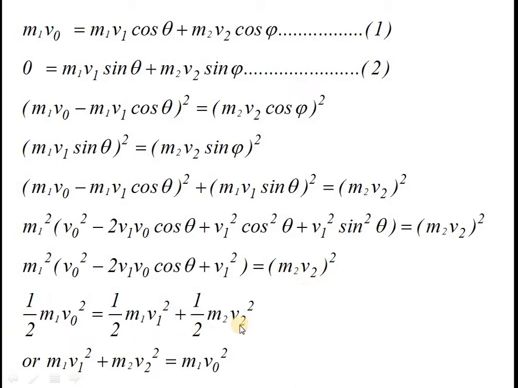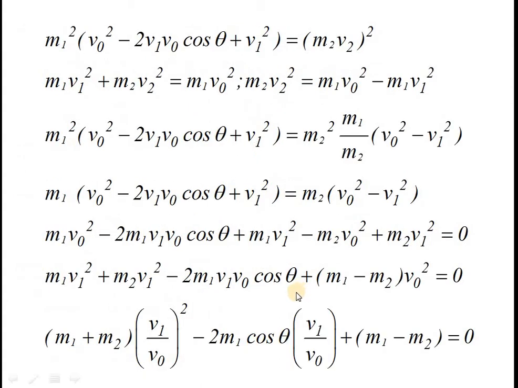And again, you have the kinetic energy principle. We already wrote it at the beginning. Cancelling all the 1 by 2's, you get m1 v1 square plus m2 v2 square equal to m1 v0 square. Okay, so you can make some replacement here because we have m2 v2 square here. By replacing m2 v2 square like this, again you make some modification in the equations.